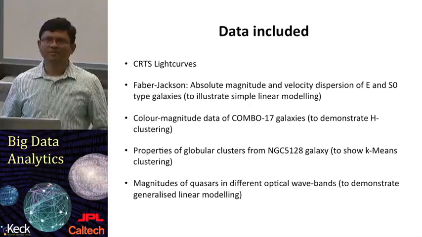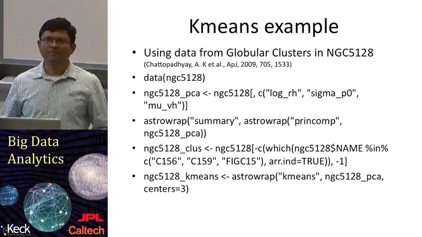So here is how one would run the k-means example with the data set that has been provided there. The data set is for globular clusters in NGC 5128. You would load that simply by saying data NGC 5128. And then the columns that you have there are the ones that can be used for PCA. So you get NGC 5128 underscore PCA, that's what we are calling here. Then you can find out the summary for the astrowrap command. And so astrowrap summary with principal components of that will provide you a summary.